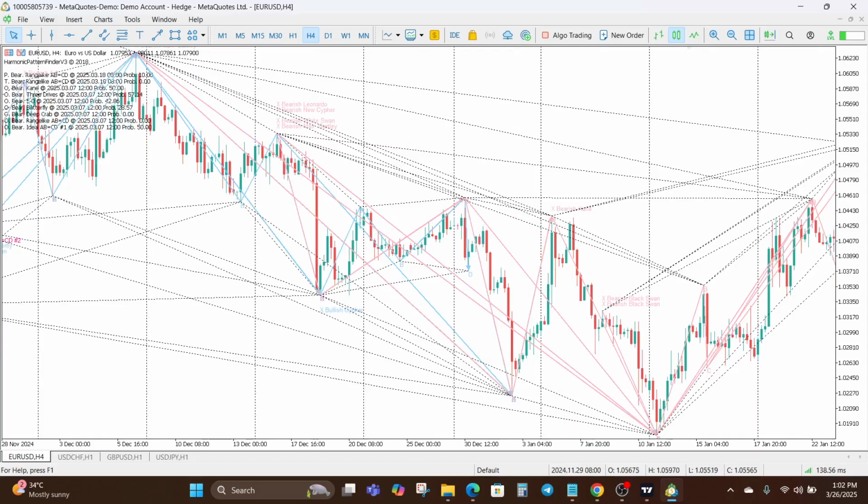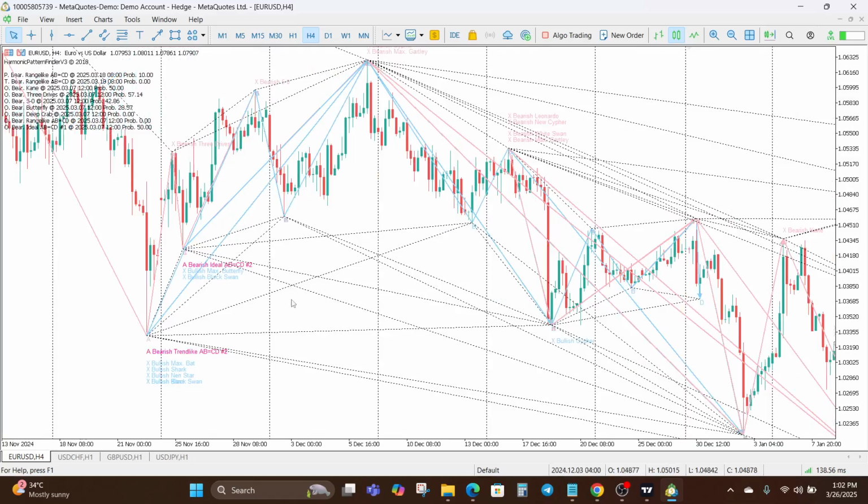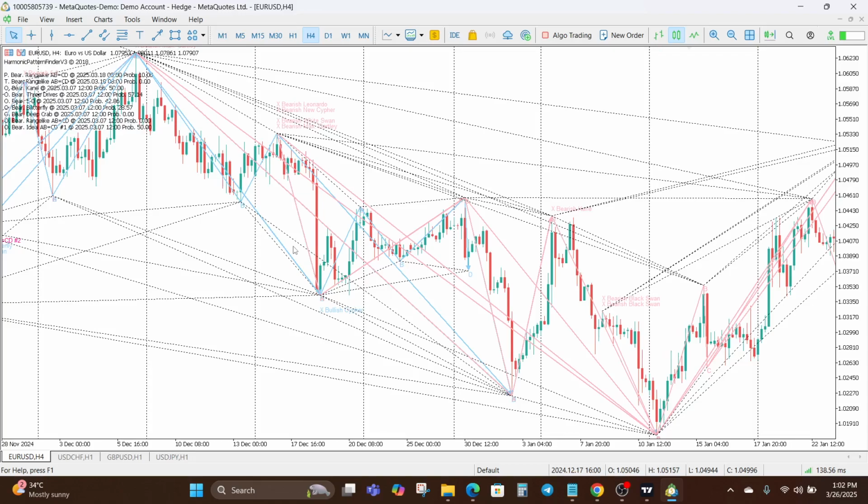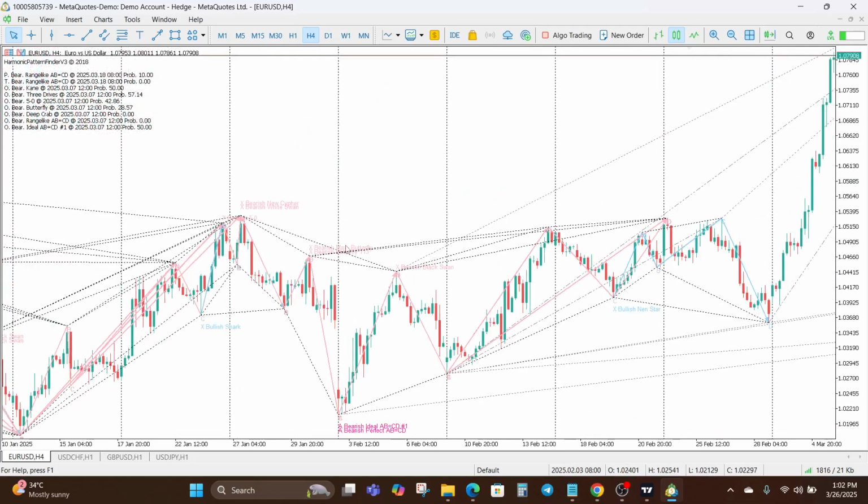All right. So the Harmonic Pattern Finder Indicator for MT5 eliminates the guesswork by scanning the chart for harmonic formations. You can see when I added the indicator to the chart, it was scanning through the chart, finding all the patterns, and within some seconds, it identified the patterns automatically. All right, so the indicator scans the chart for harmonic formations, and once a valid pattern is detected, it draws the pattern on your chart automatically.